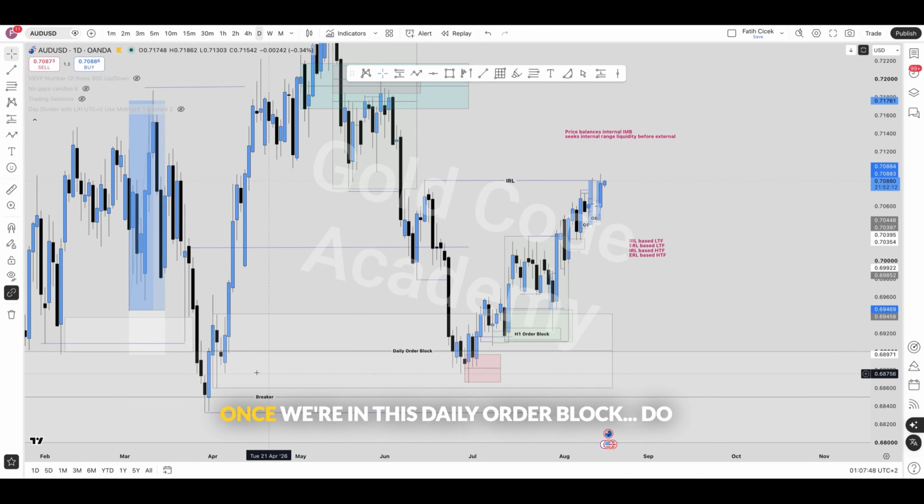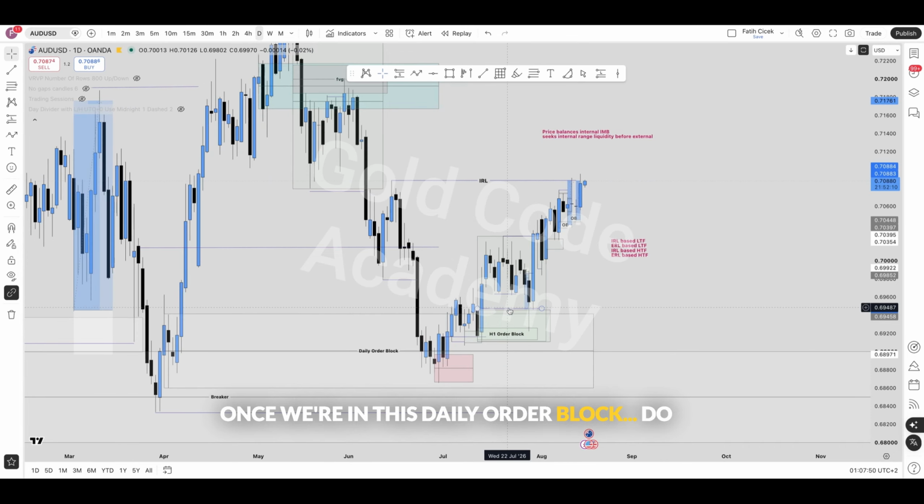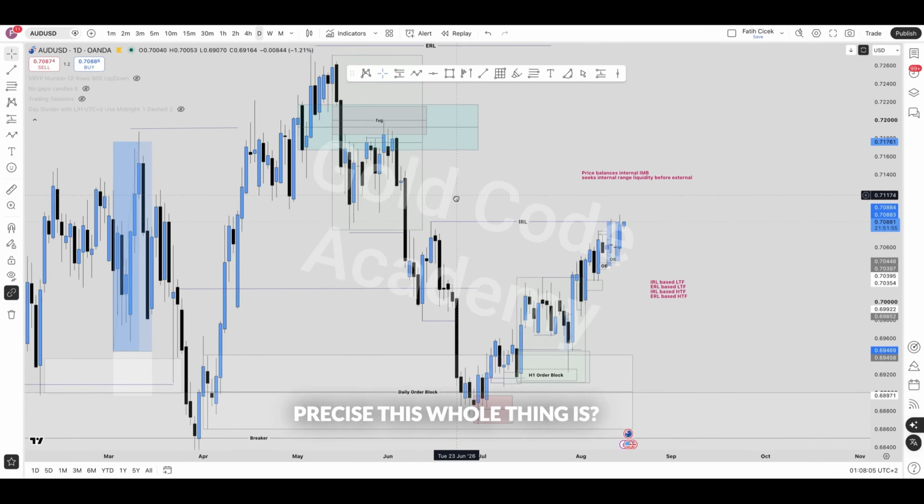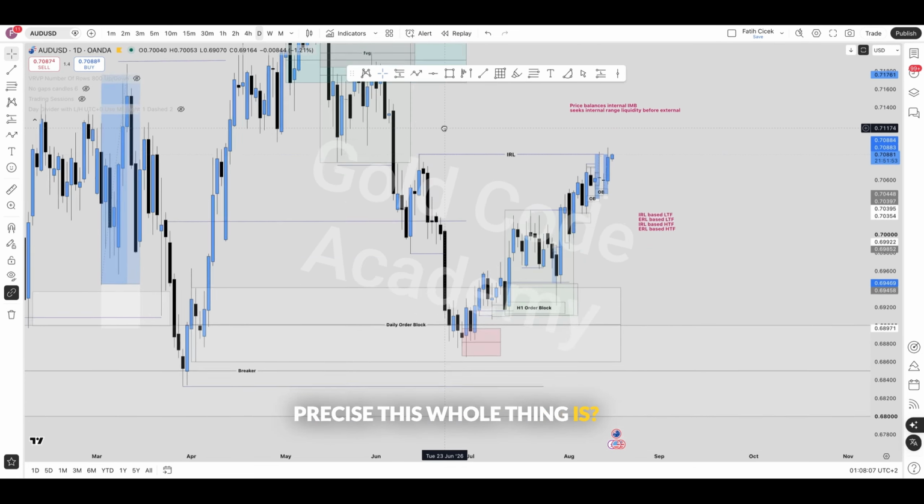Okay, once we're in this daily order block, do you see how precise this stuff is, guys? I hope you realize that you basically didn't know anything until now. You didn't know anything about what you were doing. Do you see how perfect and precise this whole thing is?